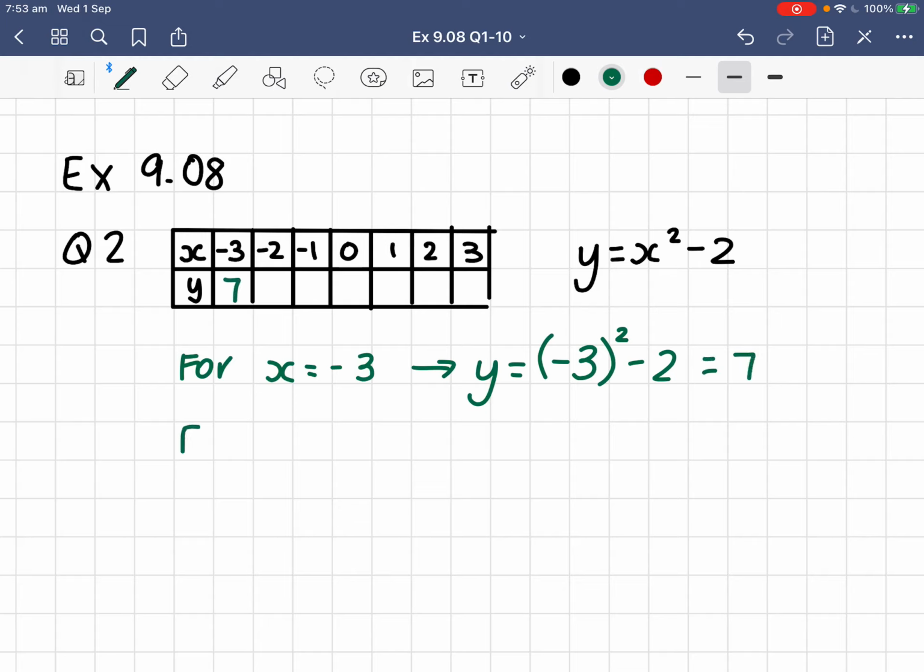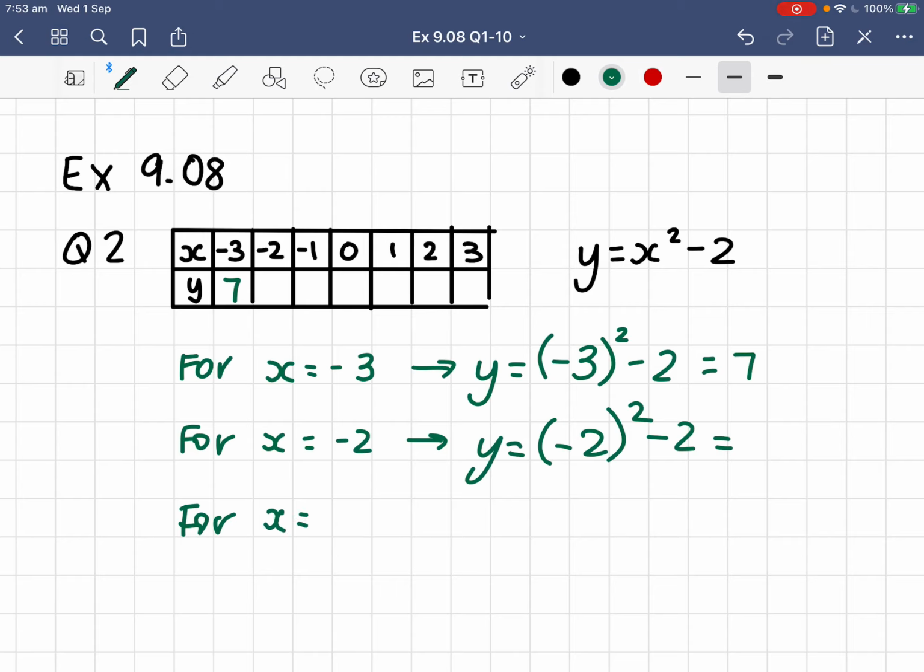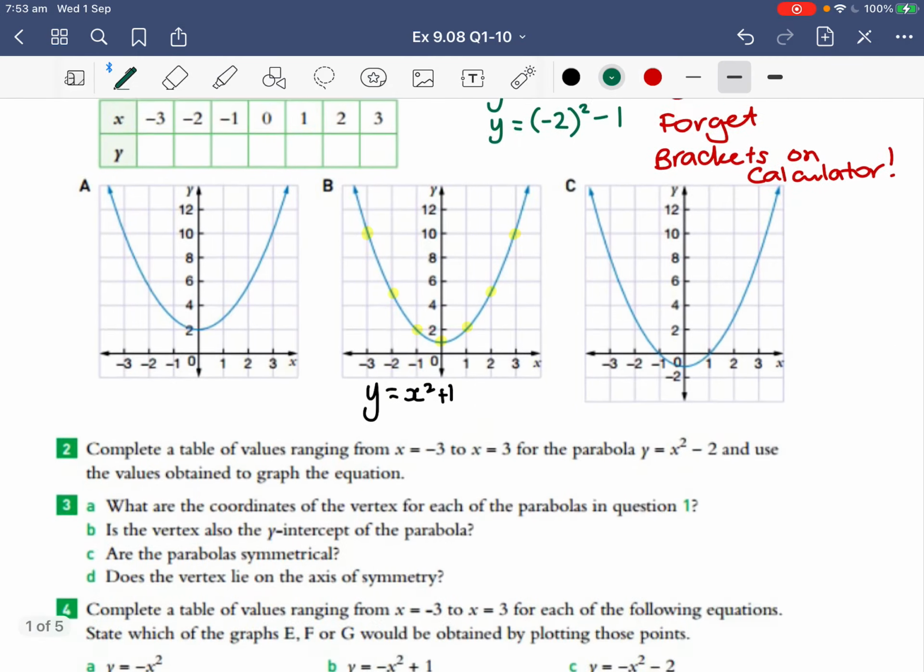Then for x equals minus 2, you do the same: y equals bracket minus 2 squared minus 2, equals, and you'll get your answer. Then for x equals minus 1, you go y equals bracket minus 1 squared minus 2, equals, and you'll put the answer in your box. I'm not going to do the whole thing for you, but that is what you should do, and do not forget your brackets. Okay, question 3.